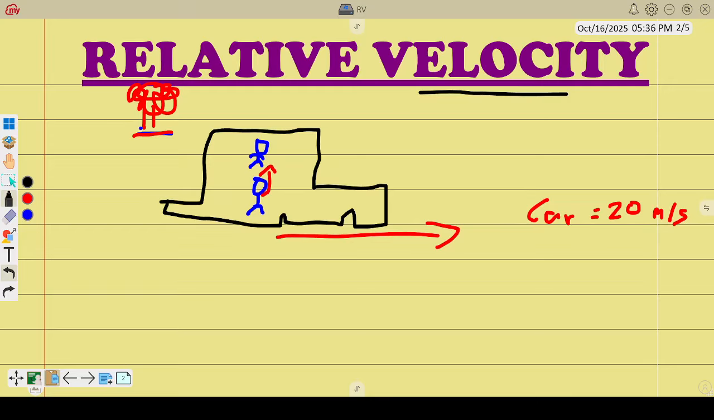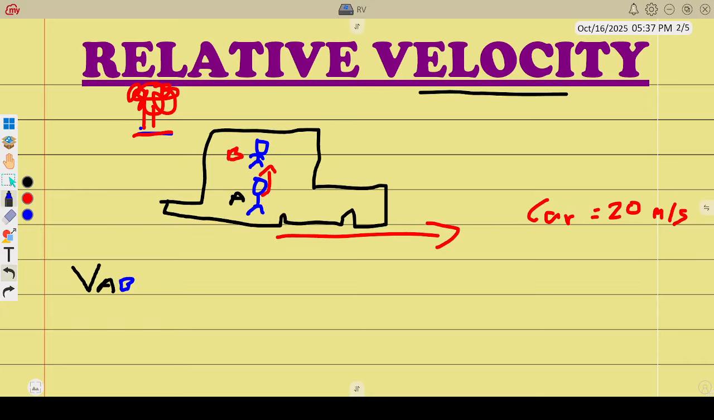And then when we talk of relative velocity, we are going to call this one person A, and the other one person B. So if we say what is the relative velocity of person A with respect to person B, how do we write this? We say velocity of person A. This is the person we're looking at, person A. So the velocity of person A with respect to B. So we write velocity AB.